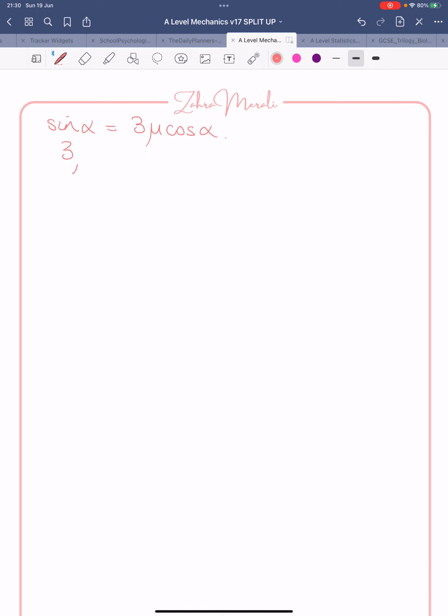Divide by cos alpha on both sides. Sine over cos is tan. Mu equals 1/3 tan alpha. Now I know tan was 5/12, so I get 1/3 times 5/12, which is 5/36, and that is my mu.